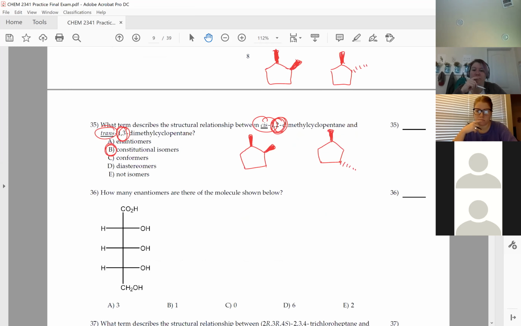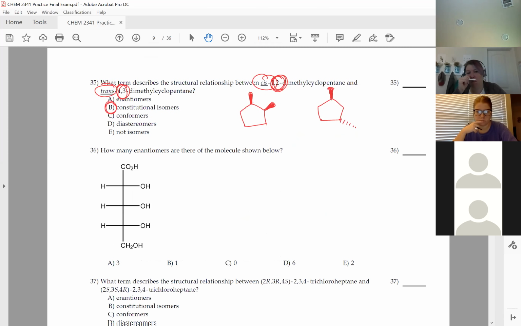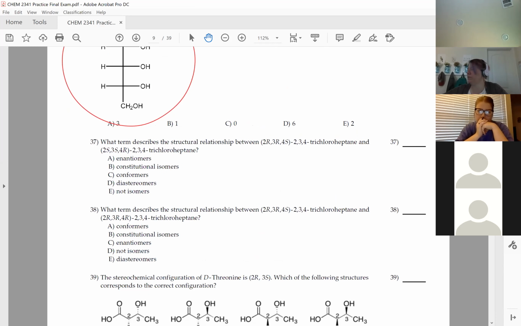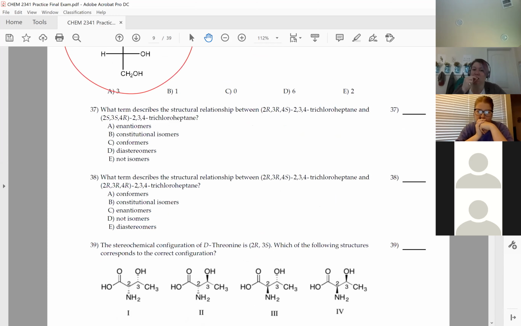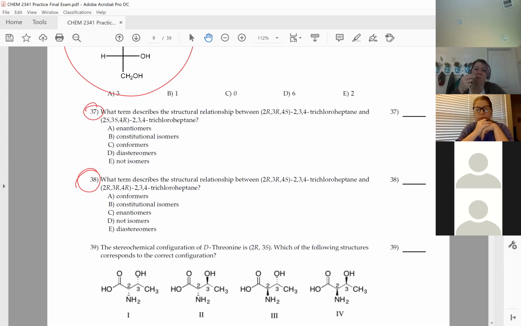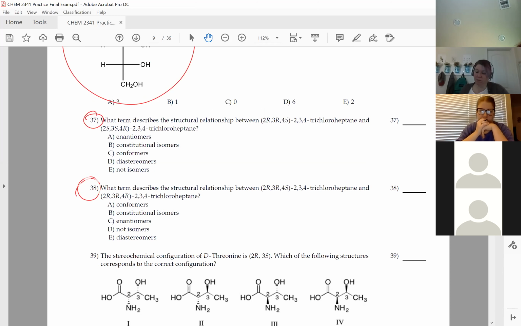Okay. We didn't do a lot of Fischer projections this semester, so I'm not going to put any questions like this on your exam. These two questions are very similar to the one that we just did, and I think you guys can handle those on your own. Or do you want to do one together? We can do one together because they're almost identical. So we'll do 37 together, and then you can do 38 on your own later.